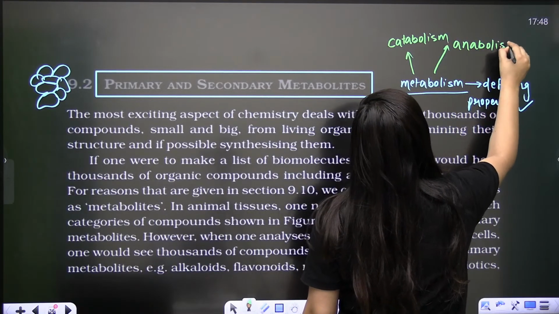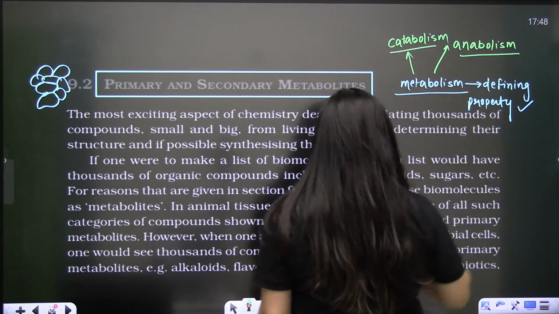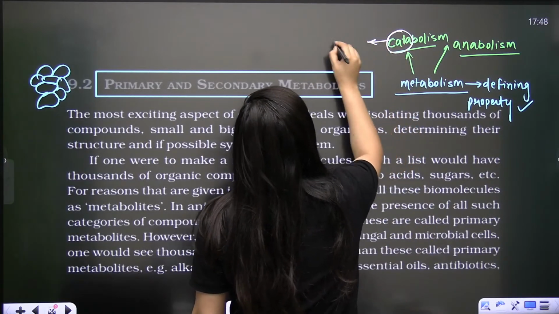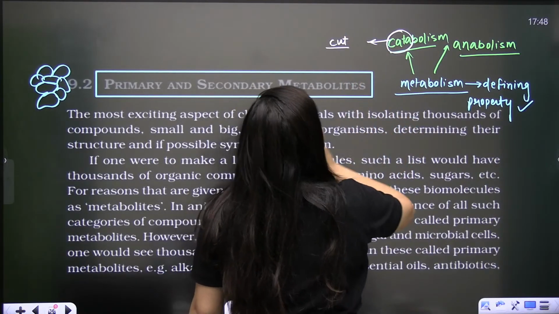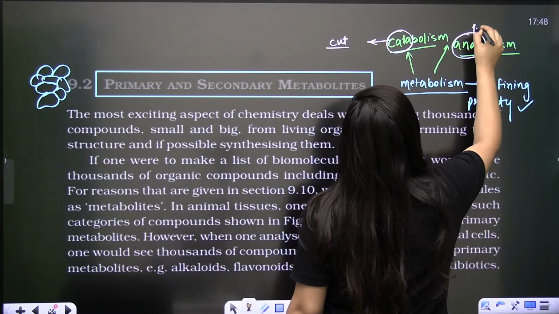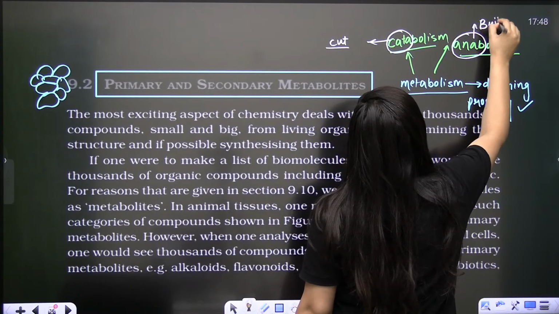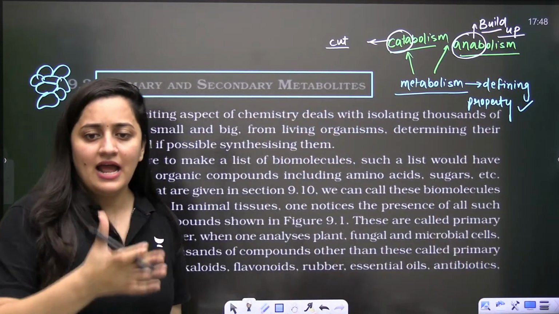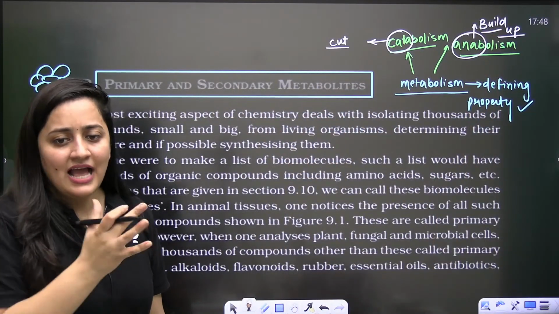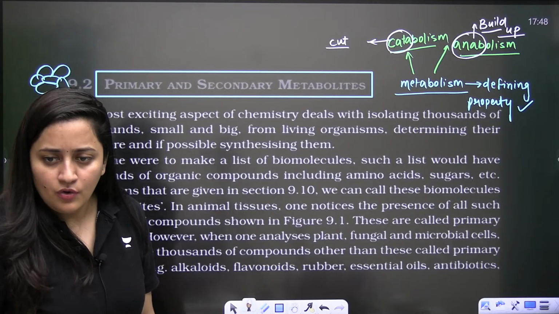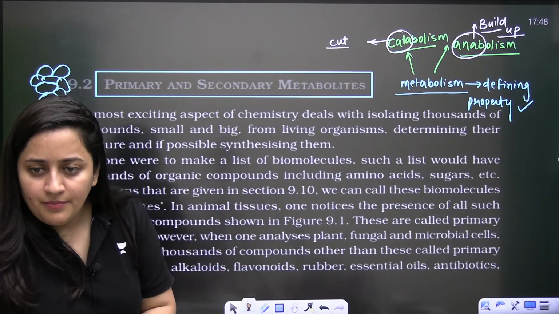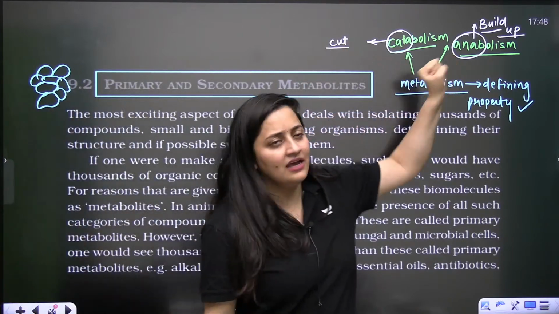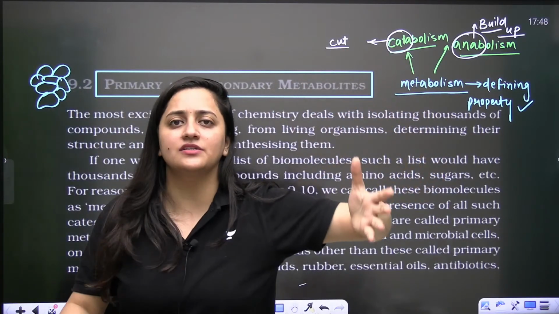One is catabolism and the second one is anabolism. Kata means cut, and ana means build up, isn't it? So cut and build up are there. Kata, cut; ana, build up. Metabolism: chemical reactions are going on.